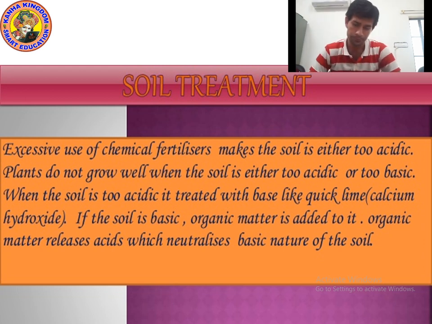Kids, farmers use fertilizer, different chemicals, for the growth of crops and plants. Excessive use of chemical fertilizer makes the soil too acidic, because fertilizer contains many acids. So if you grow plants again and again on the same land, they will not grow well. Plants do not grow well when the soil is either too acidic or too basic.